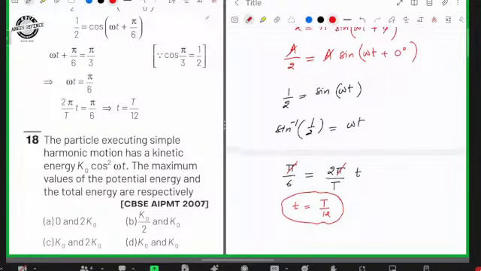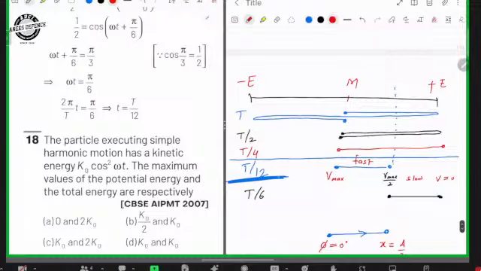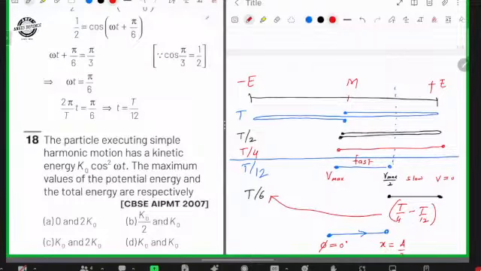Yes, sir. Now, since we got the T by 12, now the remaining time would be what? From here to here, please check, it is T by 4. It is T by 4, right? And from here to here it is T by 12. So what will be the remaining time? It will be T by 4 minus T by 12. Okay? This will be the time taken by the particle from the midpoint to the extreme position. So when you solve this, take LCM and solve this to get T by 6 as answer.